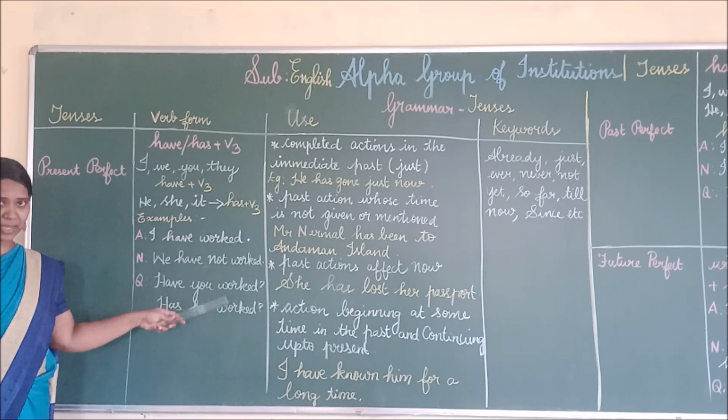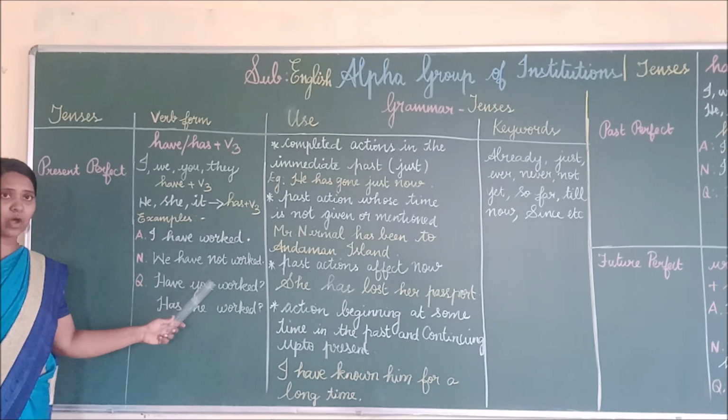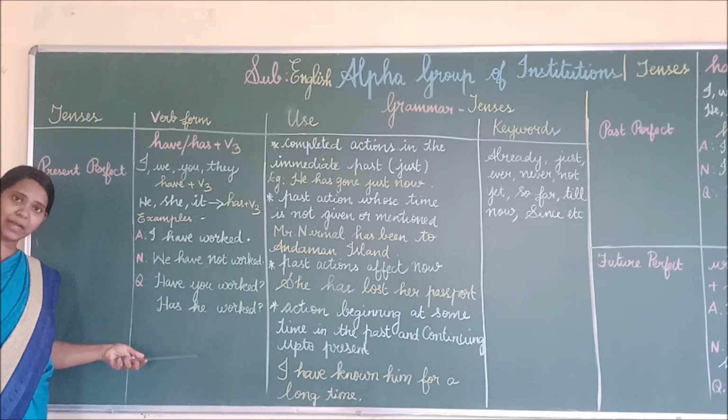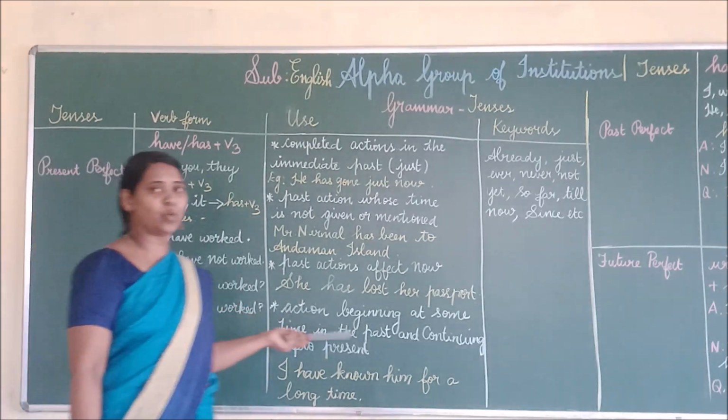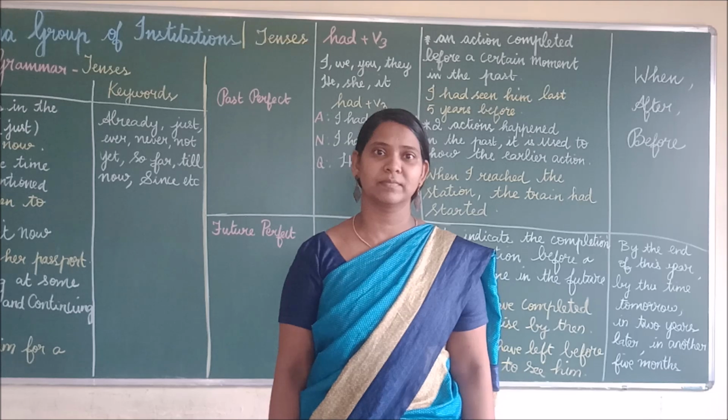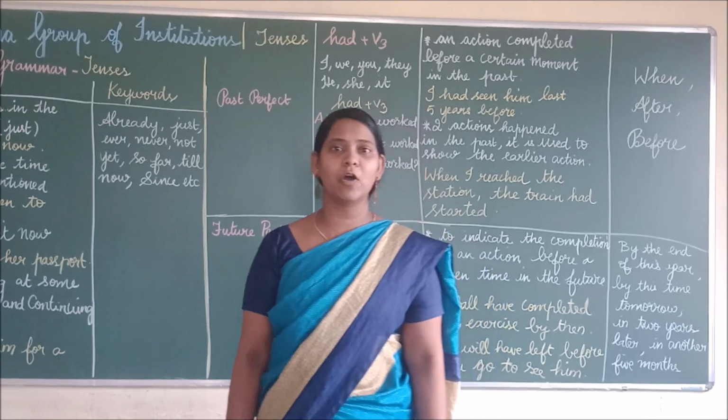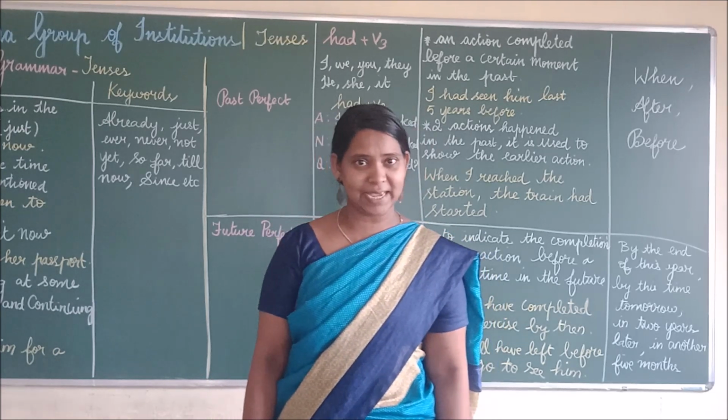I have worked. We have not worked. Have you worked? Is it clear, my children? Now we move on to the verb form of past perfect tense.